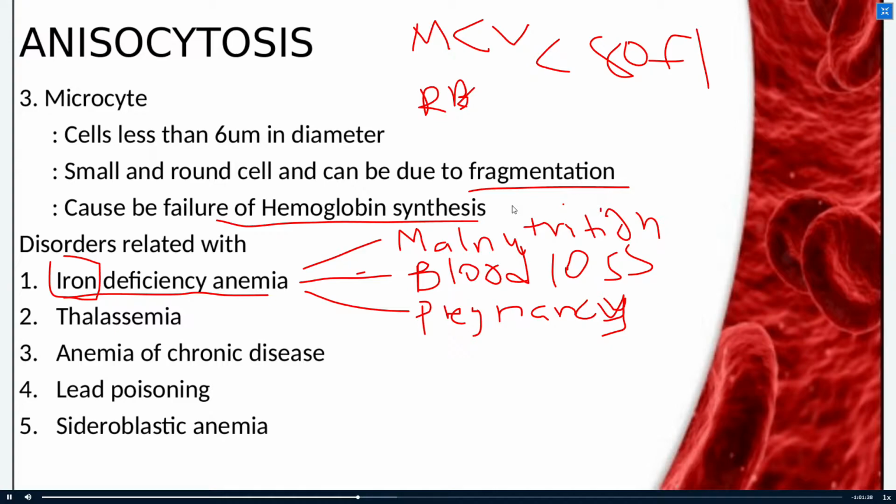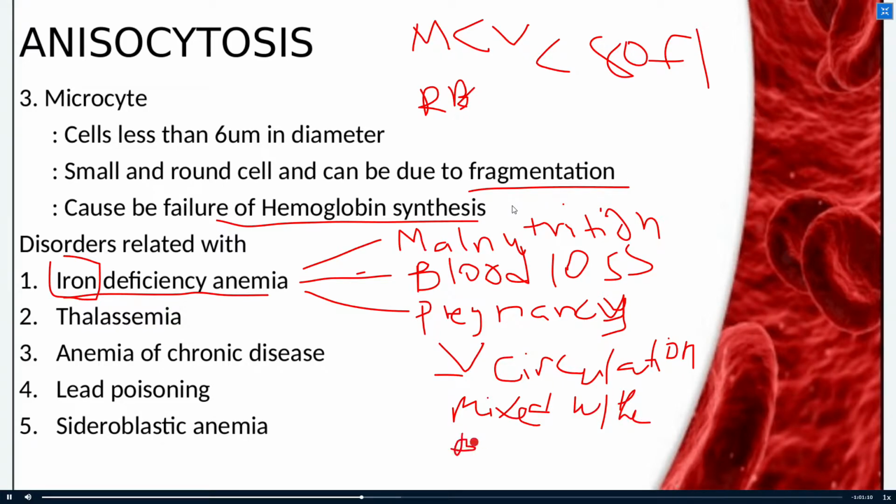Any ideas? Can you help, Miss Blanche K.? Why is your iron decreased in pregnancy? So in pregnancy, class, the mother's circulation is being mixed with the baby's. And the baby, you would consider this as a type of parasite.